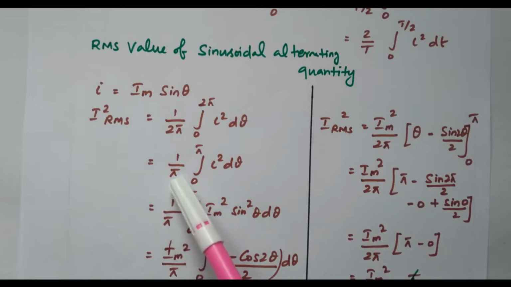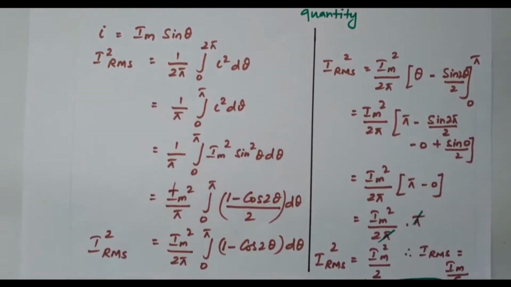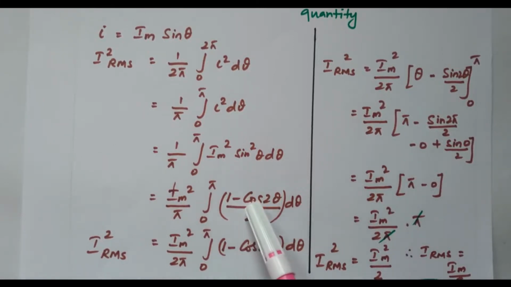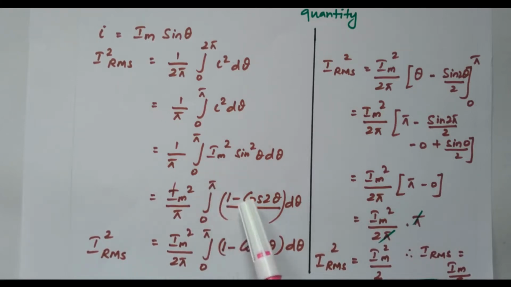Now we consider only half cycle because it is symmetrical. The sin square theta, before integrating we need to change it. So the sin square theta is written as (1 minus cos 2 theta) divided by 2 into dθ. This Im square is taken outside because it is a constant. So Im square divided by pi, integral 0 to pi, (1 minus cos 2 theta) divided by 2. Sin square theta is now changed into (1 minus cos 2 theta) divided by 2.